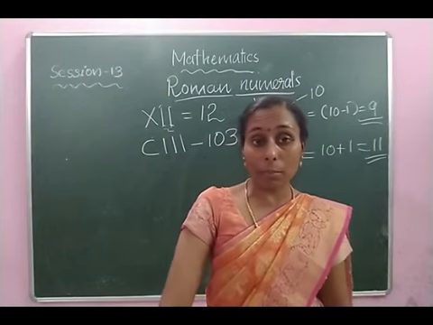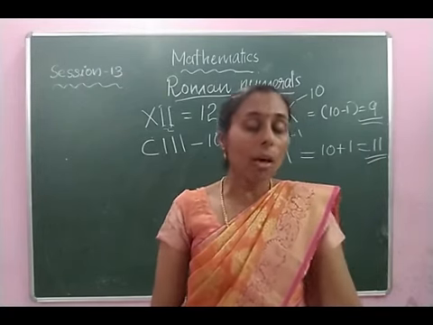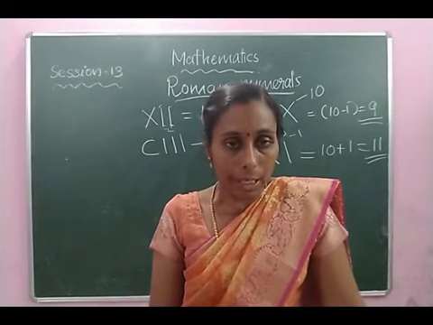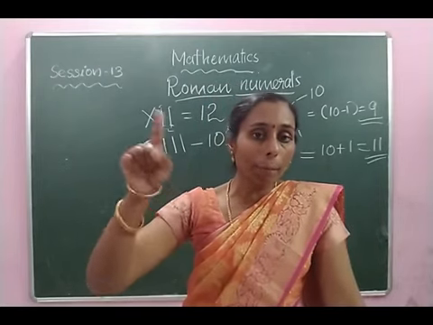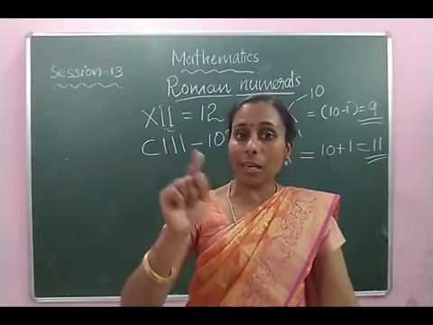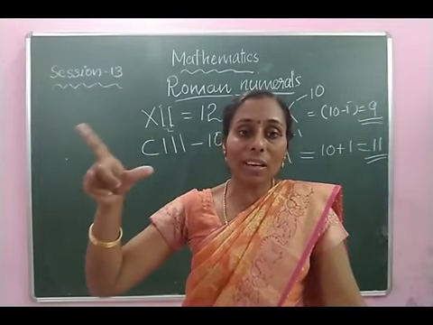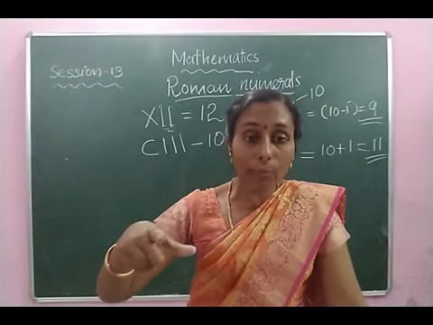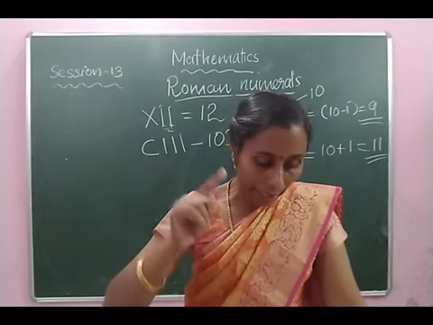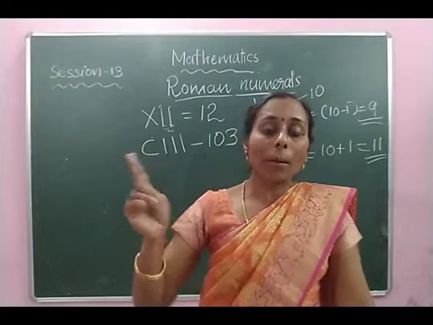We have to split the numbers into tens and ones. Suppose we want to write 30, we have to write 10 plus 10 plus 10. That is tens and ones. How many ones are there in 35? 5 ones. We can write 10 plus 10 plus 10 plus 5.